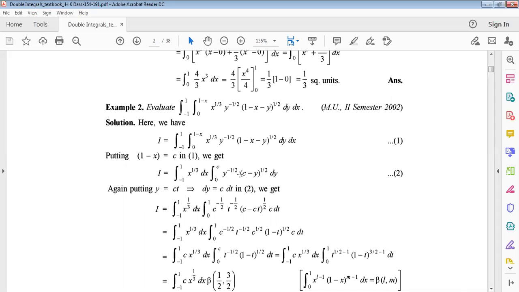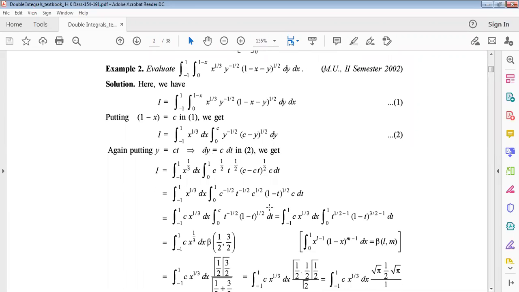Again putting y equals ct, then dy equals c dt after differentiation. Then in equation 2 this transforms to I equals minus 1 to 1 x to the power 1 by 3 dx, and 0 to c will become 0 to 1. Changing the limit, if y equals c, then t equals 1. This is why the limit is 0 to 1. Because y equals ct, y to the power minus half is c to the power minus half, t to the power minus half. Then c minus y equals c minus ct, to the power half. Then dy equals c dt.